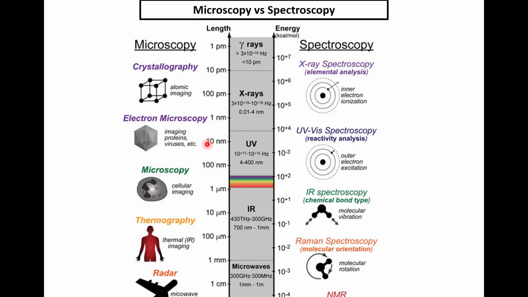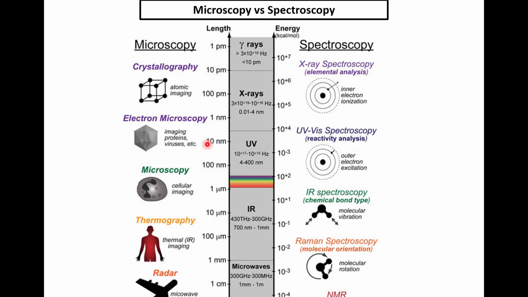Okay, so in the outer shells, those electrons are present, they will be excited and then they will provide an emission as well. So that is UV visible spectroscopy. We will discuss UV visible spectroscopy in detail. Then comes the IR spectroscopy.